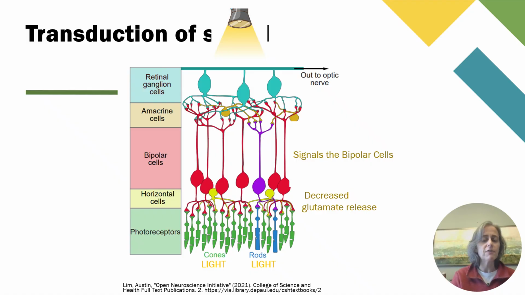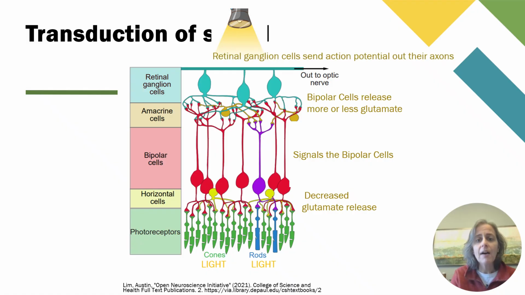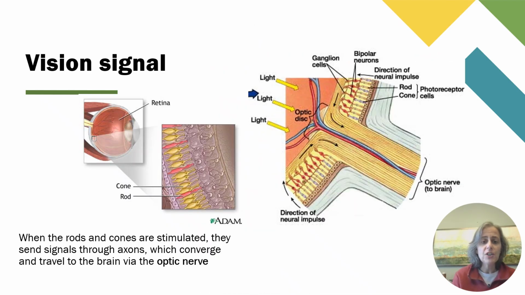Now, bipolar cells come in different varieties and they're going to respond differently. So we're going to use generic terms here. And then the bipolar cells themselves release more or less glutamate depending on what kind of signal they got from the photoreceptors. And then depending on what the bipolar cells released, the retinal ganglion cells here on the top are going to send an action potential out their axons, and their axons, of course, then bundle together to form the optic nerve. So that vision signal, right, is, let's try purple.